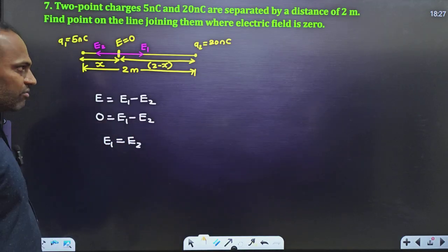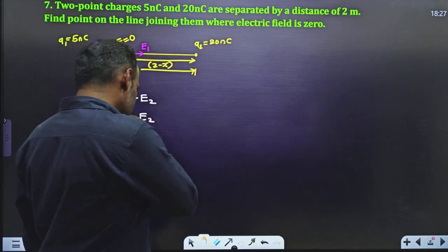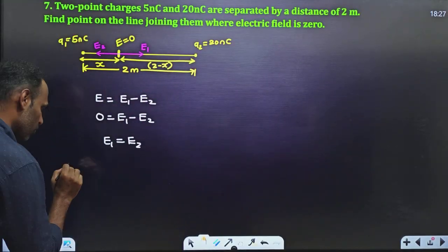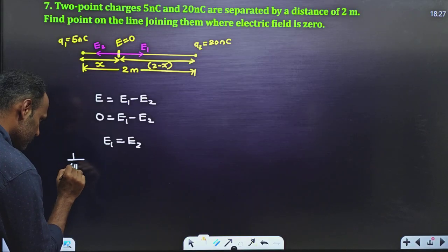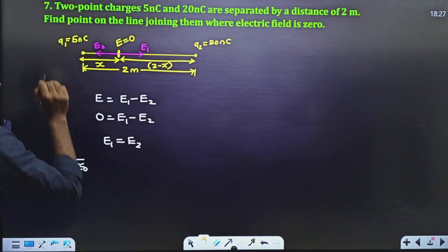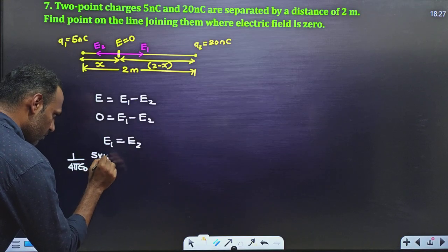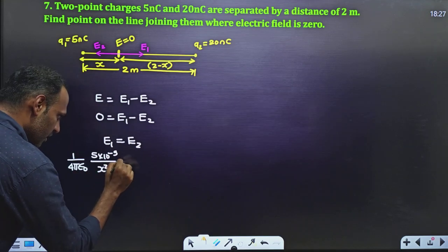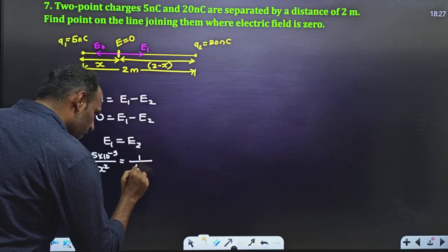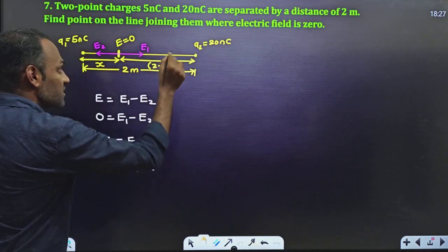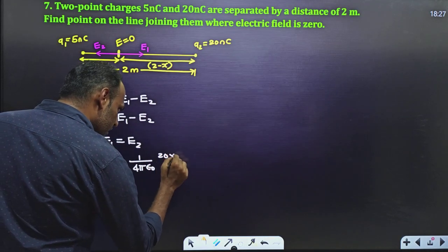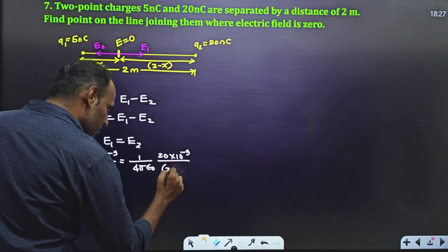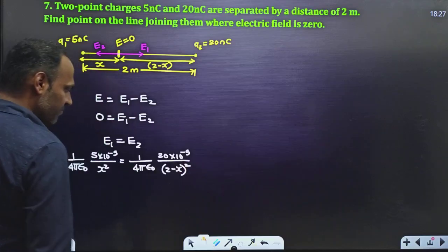If I take E2 to this side, I get E1 equal to E2. So using this, now you have to solve. E1, the electric field of 5 nanocoulomb, will be 1 by 4 pi epsilon naught Q1, that is 5 into 10 to the power minus 9, divided by the square of the distance, x square, equal to E2, 1 by 4 pi epsilon naught, charge Q2 is 20 nanocoulomb, 20 into 10 to the power minus 9, divided by the square of the distance between them, 2 minus x whole square.